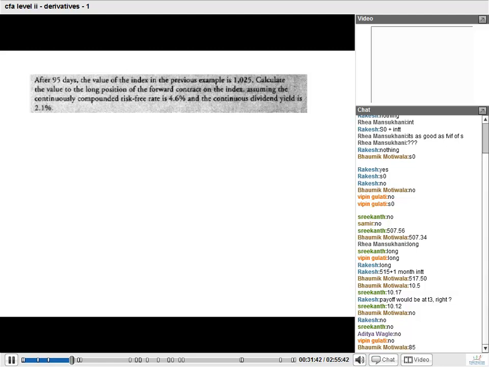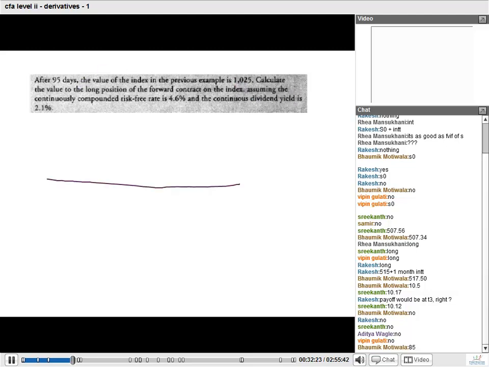Again, we can value an off-market contract. After 95 days, the value of the index in this case fell to 1025. Calculate the value to the long position of the forward contract on the index, assuming the continuously compounded risk-free rate is 4.6% and the continuous dividend yield is 2.1%. Now in this case, the long party must have lost because the stock has fallen down. So again, we'll value it in the same way.